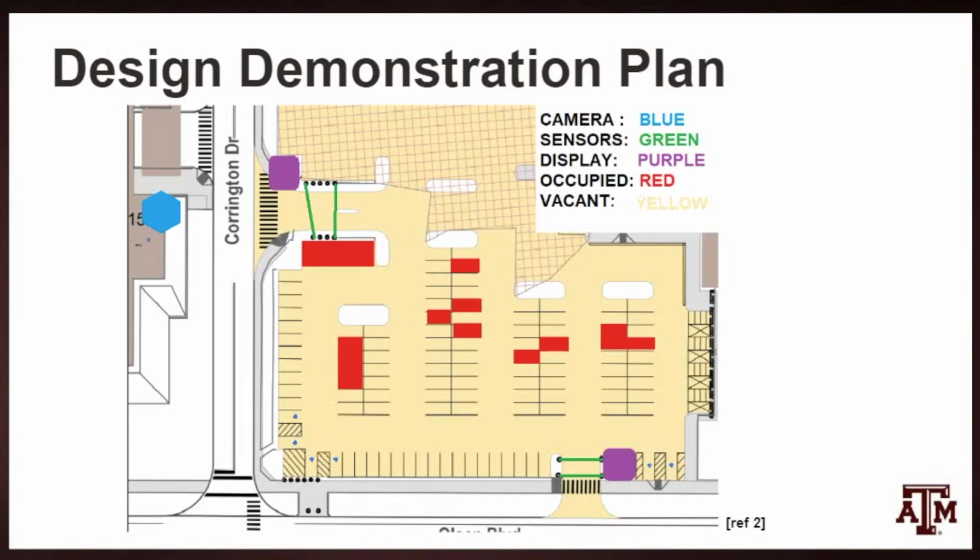And after that, it will go through the interface phase where it'll display the GUI. And there are 2 display boards. There's one right here, and then there's one right there. So as you can see, the red means it's occupied, and the greens are sensors, and yellow is vacant. So this is how we were going to test our program.